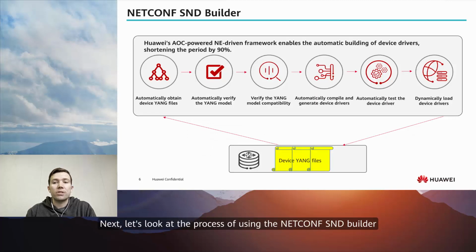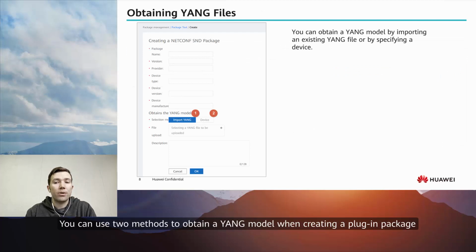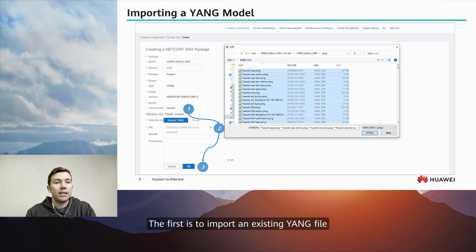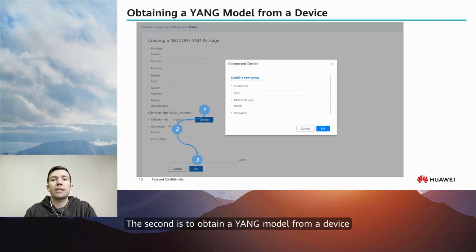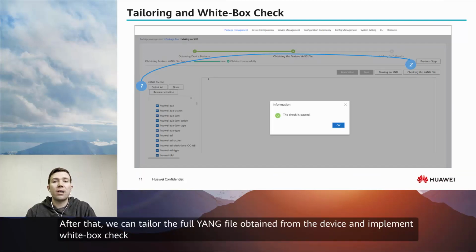Next, let's look at the process of using the Netconf SMD Builder. On the package management page, enter the package tool page and click Creating a Plugin Package. You can use 2 methods to obtain a Yang model when creating a plugin package. The first is to import an existing Yang file. The second is to obtain a Yang model from a device. In this mode, you need to specify the IP address, port number and Netconf username and password of the specified device. After that, we can tailor the full YANG file obtained from the device and implement white box check.